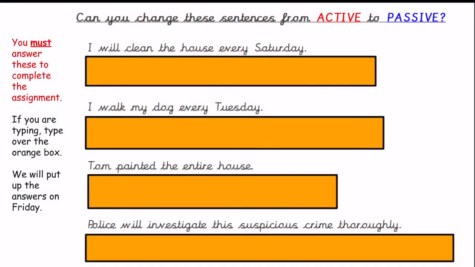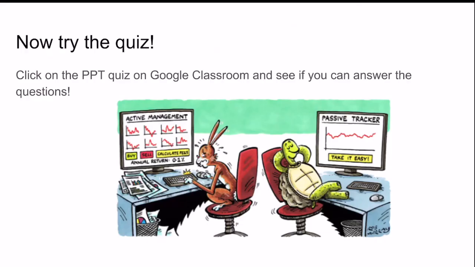Right, now for your assignment. Here are some sentences in the active voice. I would like you to tell me what they would be in the passive voice. Now this is going to help you with your science explanation writing, because when you do your explanation text next week, you're going to be trying to use the passive voice, so thinking about what has been done rather than who did something. Now there's also a quiz, a PowerPoint quiz, if you go to the rest of the assignment. If you're feeling really confident with active and passive, you can test yourself. Good luck.